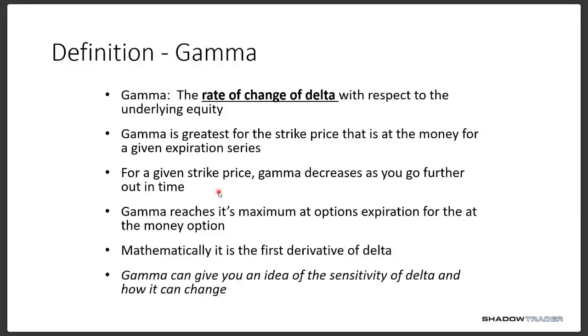Here's something. Gamma can give you an idea of the sensitivity of delta and how delta can change. You can use this information to expand your thoughts of, okay, the equity's gone up $1. Now, what if it goes up $2? What if it goes up $3? You can use gamma to adjust that delta, which then goes into the calculation for what's my option worth.